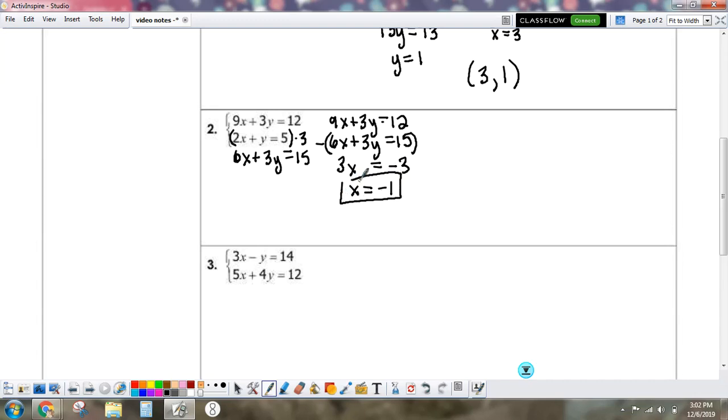So now I'm going to take that negative 1, and I'm going to plug it back in to my original expression here. Okay, so 2 times negative 1 plus y equals 5. 2 times negative 1 is negative 2 plus y equals 5. To get rid of this, I have to add 2 to both sides. To cancel that out, that's 0. So y equals 7. So my ordered pair is negative 1, 7.